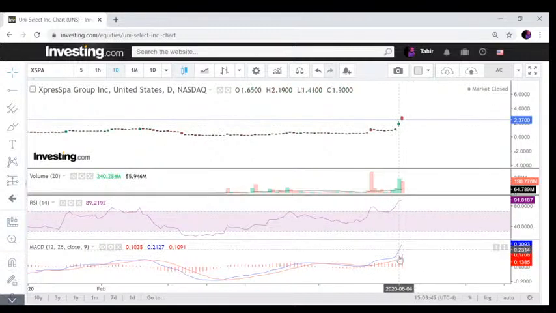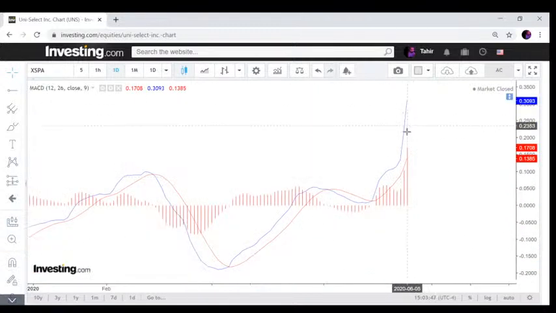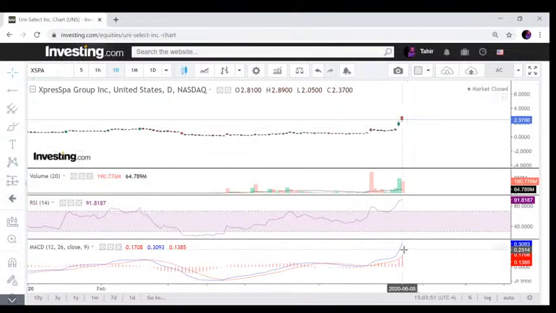And MACD is currently upward, very steeply upward, but if the stock goes down, you will see the shape change at the MACD level. So it's not a good time to enter this, if you already have the stock and are holding it.